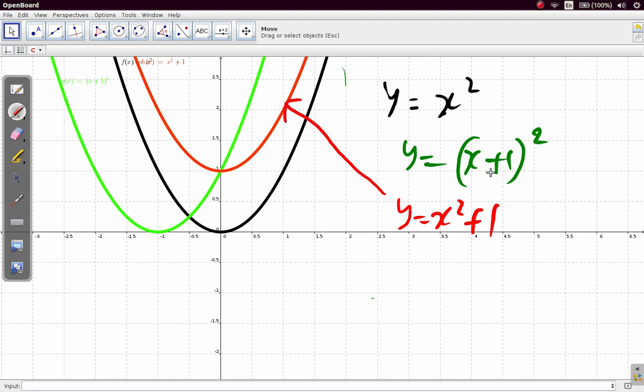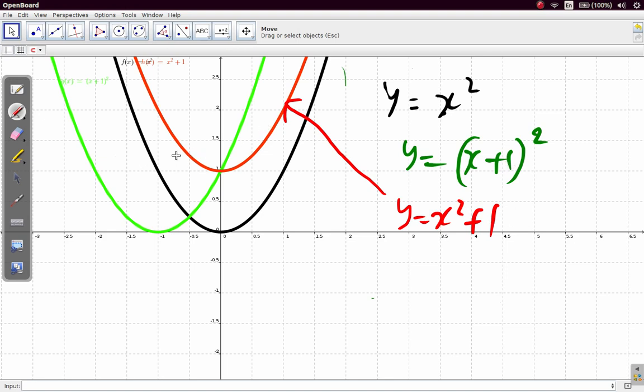Now look at the difference. With x squared plus 1, all we're doing is adding 1 to x squared, and it moved the graph up 1 unit. But with x plus 1 squared, now we go into the square part of the graph, and it's a matter of moving the graph sideways, horizontally, and x plus 1 squared moves the graph to the left, right? And it moves it 1 unit.